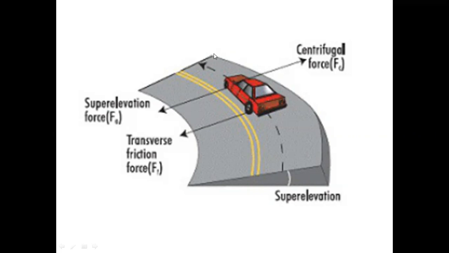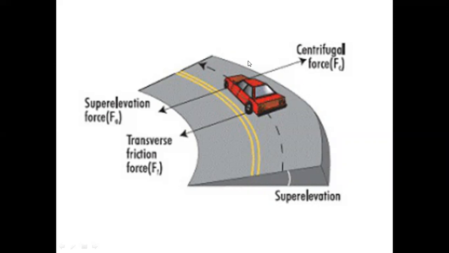You can see here only the outer edge of the pavement is raised. So what happens when the outer edge of the pavement is raised with respect to the inner edge? You can see here there is a transverse slope, right? You can see the slope. So that is called the super elevation or cant or banking.